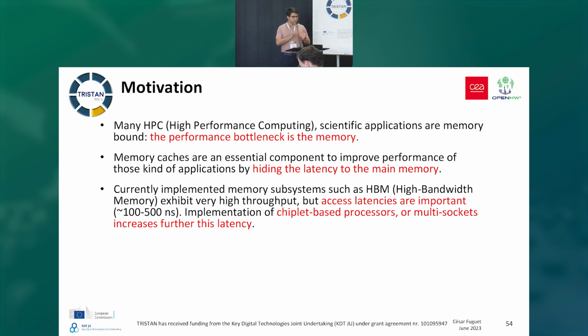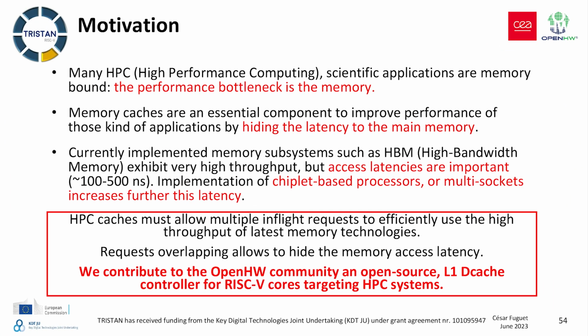As we can see, modern memory subsystems like HBM, high bandwidth memory, offer very high throughput, so you can have a lot of memory operations being processed during a given time, but the latency for the first request you get is quite important. We're talking about hundreds of nanoseconds. So that's why it's important for HPC caches to be able to overlap a lot of requests to the memory to hide this memory latency. And that's the main point of the IP that we are putting in open source in the OpenHW Group.